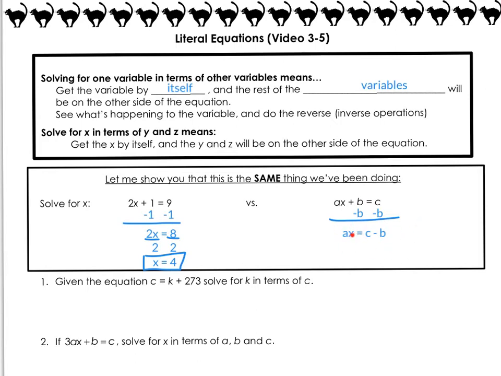Then I've got ax, I need x by itself, so it's multiplied by a, so now I need to do the opposite, which is divide by a. So we have a over a cancels, and we're left with x equals c minus b divided by a. So it looks a little different, but it's the same thing we did over here. We subtracted 1, like we subtracted b, but I just can't put them together. Then we divided by 2, and we were able to get one answer. We just have to show it divided by a.